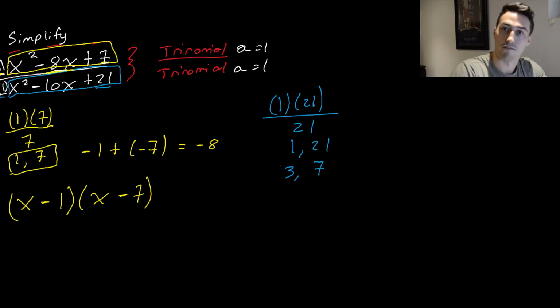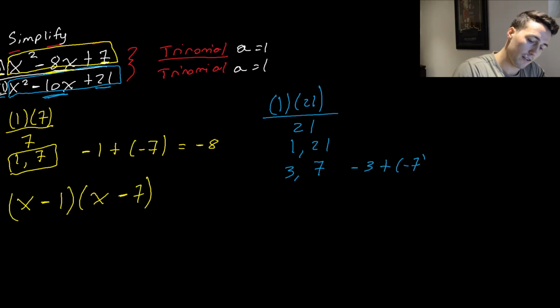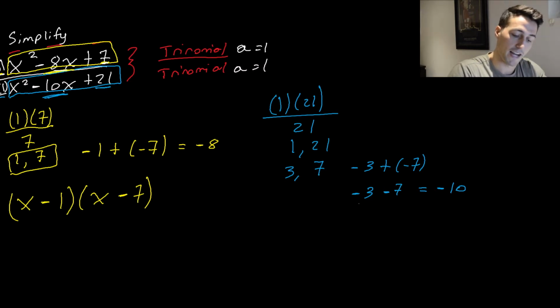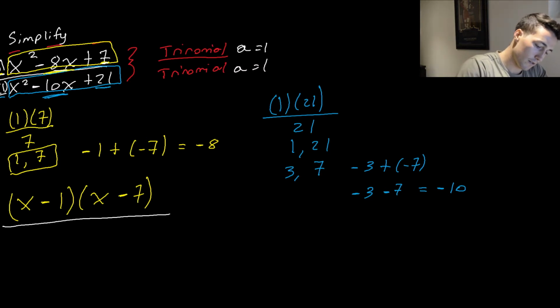And we need some of these factors to sum to this negative 10x here. So if we had negative 3 and negative 7, so negative 3 plus negative 7, this would just be equivalent to negative 3 minus 7. That's going to equal negative 10, which is our value. So we know that negative 3 and negative 7 are the numbers we need. So the denominator can be written as x minus 3 multiplied by x minus 7.